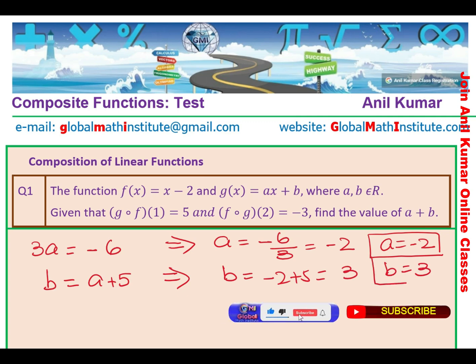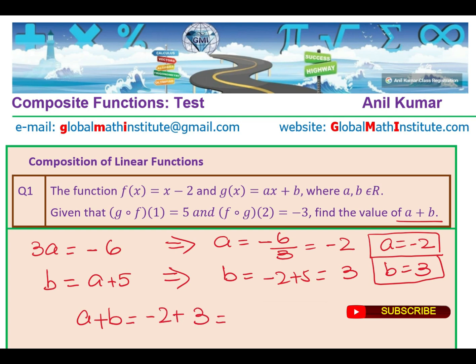Now with this known, we can find what is a plus b, right? So a plus b is equal to minus 2 plus 3, which is equal to 1. So a plus b equals 1, correct? So that is how we find the solution of this particular question.